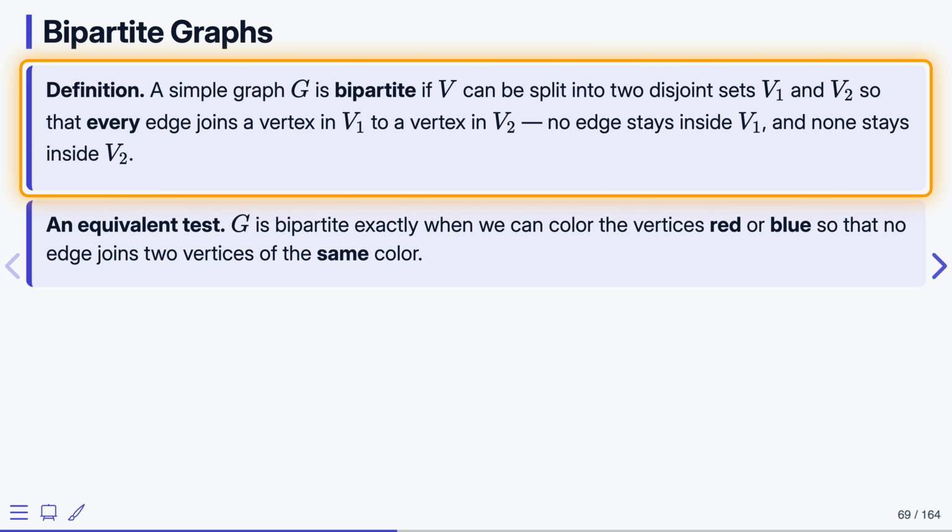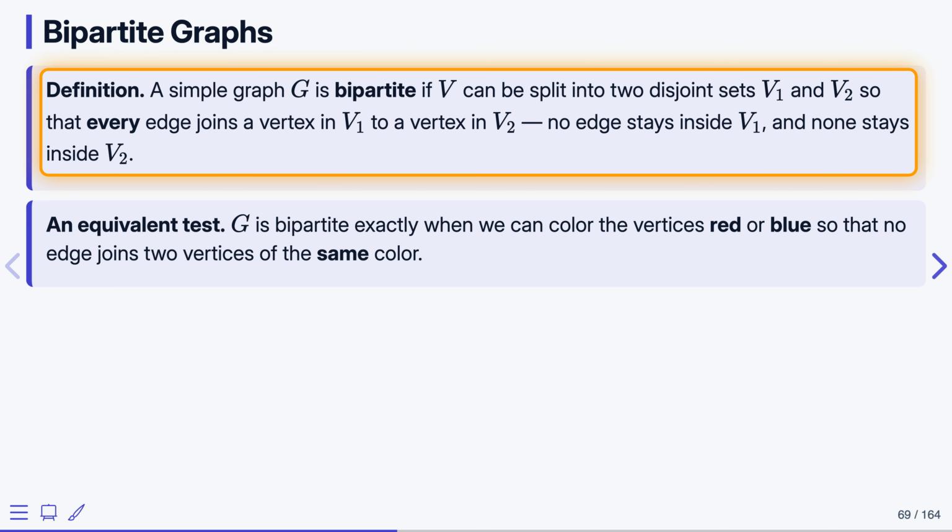Now we meet an important type, the bipartite graph. A simple graph G is bipartite if we can split its vertices into 2 groups, V1 and V2. The 2 groups share no vertex, and every edge must go from one group to the other group. No edge is allowed inside the same group.